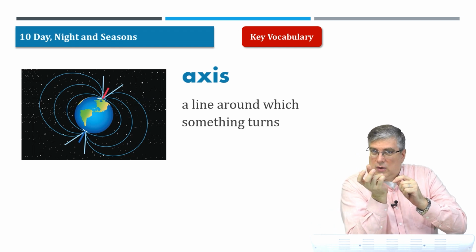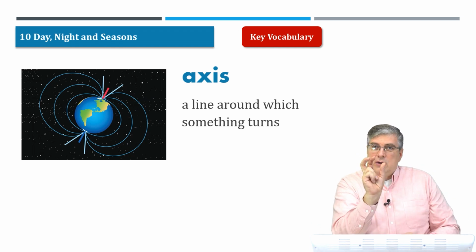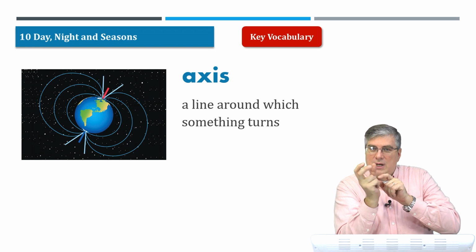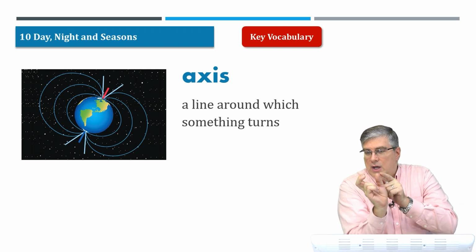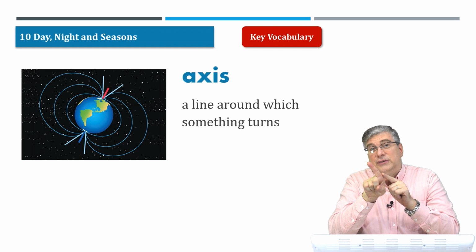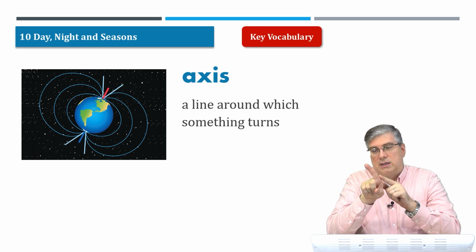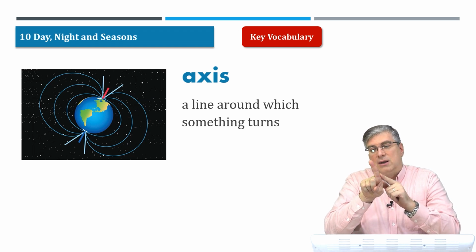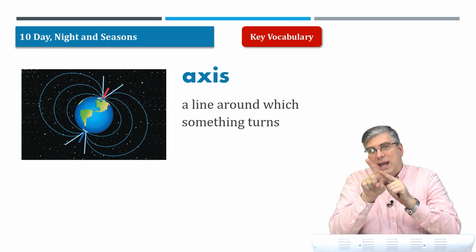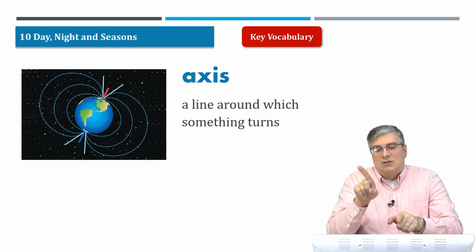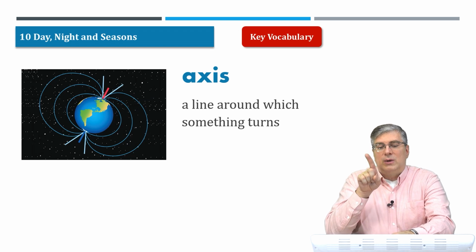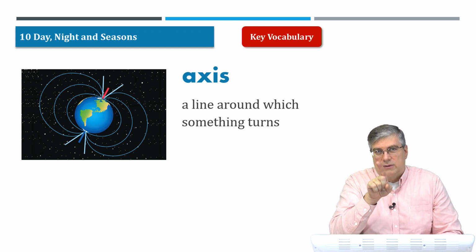Now the Earth turns around that axis. The Earth doesn't turn around a line that's straight up and down. The Earth turns around a line that is tilted a little bit, and we'll look at tilt in a little bit, but it's not straight up and down, it's on its side just a little bit, and the Earth turns like this. So axis, a line around which something turns, okay?